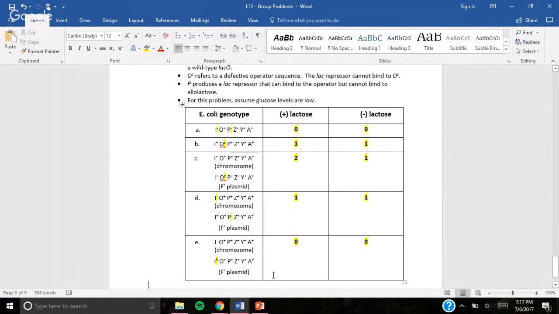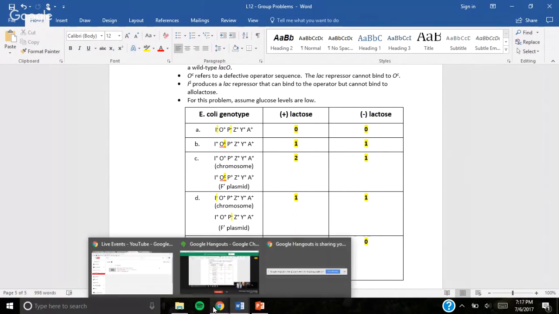Clear as mud, right? That one was tough. That one was tough. You guys have anything you want to add to that? No? No, I don't think so.